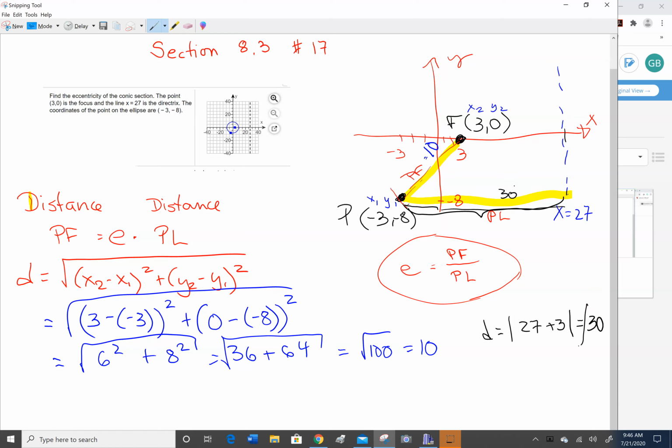Now we have everything we need. We use the formula. The eccentricity, e, don't get this confused with the exponential number, is the distance from P to the focus point, which was 10, divided by the distance from the point to our fixed line, which was 30, and if you reduce it, you get 1/3. So the eccentricity in this case is 1/3, and that is the end of this problem.